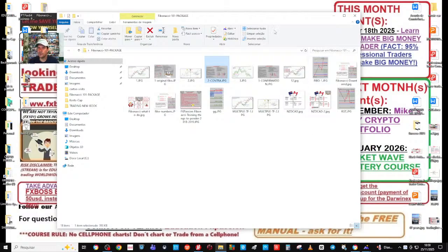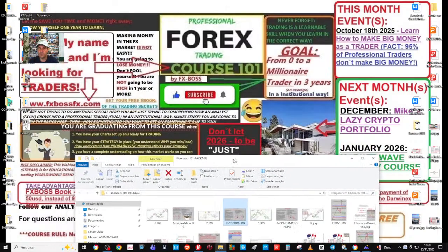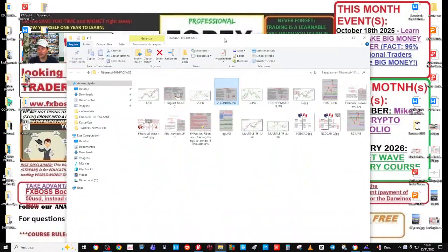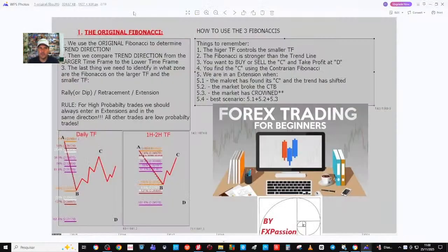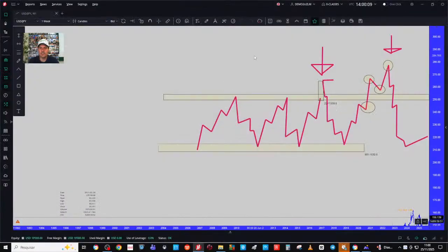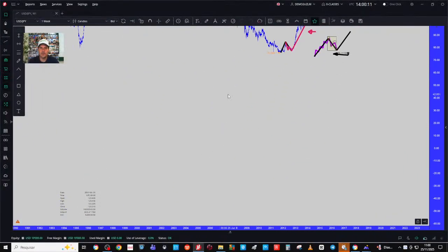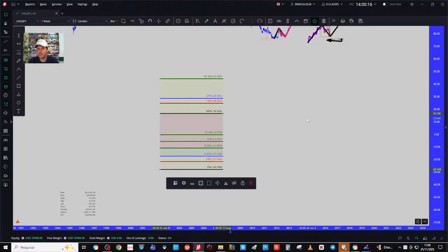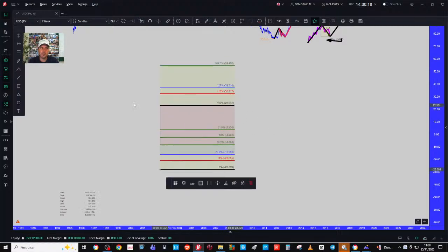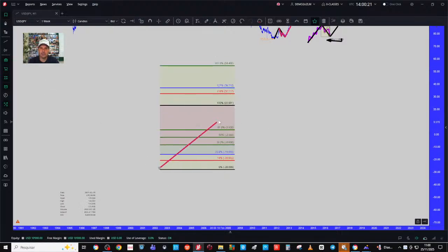So we're going to just go to the lesson without the initial talk. The contrarian Fibonacci and the rules. The original Fibonacci, number one, we use the original Fibonacci to determine trend direction, alright?